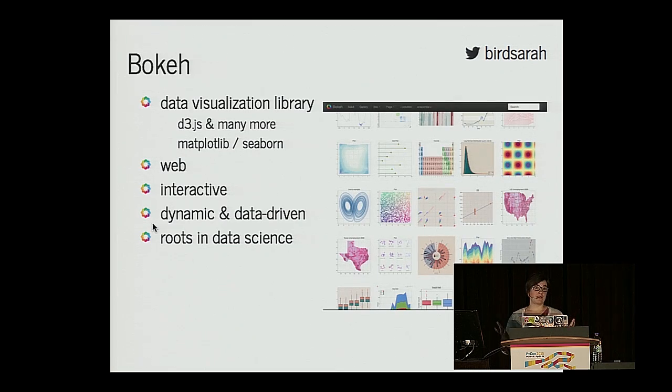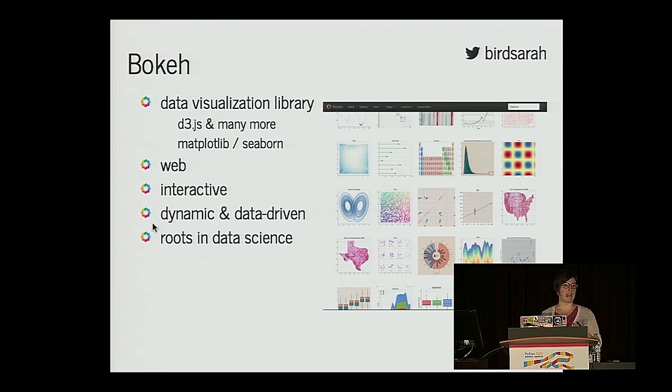So what is Bokeh? Bokeh is a data visualization library. There are many data visualization libraries already. It's typically a stronghold of the JavaScript world, so D3.js and lots of other JavaScript libraries. But in the Python world, we have things like matplotlib and seaborn and ggplot and other things like that. But Bokeh is different. Bokeh is in Python. It makes your visualizations for the web as webby objects that are interactive and dynamic and really data-driven, and we'll really get to that towards the end of the presentation.